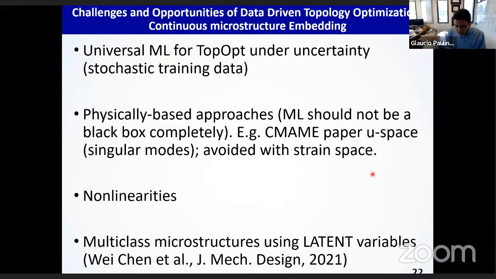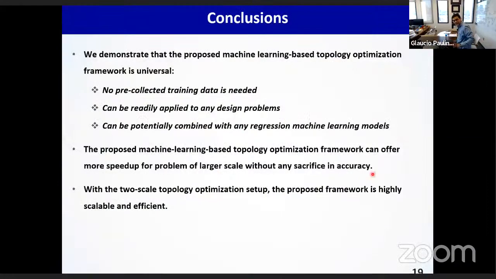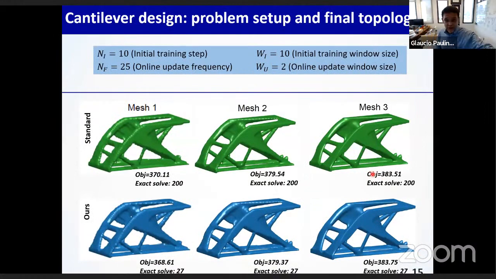Yes, well, there are several questions there, right? Again, the sensitivity will be as good as our parameters in the system, but in general, I would say the sensitivity is very, very good, especially for this type of problem, which was essentially just a compliance-based problem. For this problem, I have the parameters here. For the initial training, we had 10 steps and an initial training window size of 10. Then we did the online update every 25 steps, and our update window size was 2. For this, the sensitivities were quite accurate, and you can find the results in the paper.